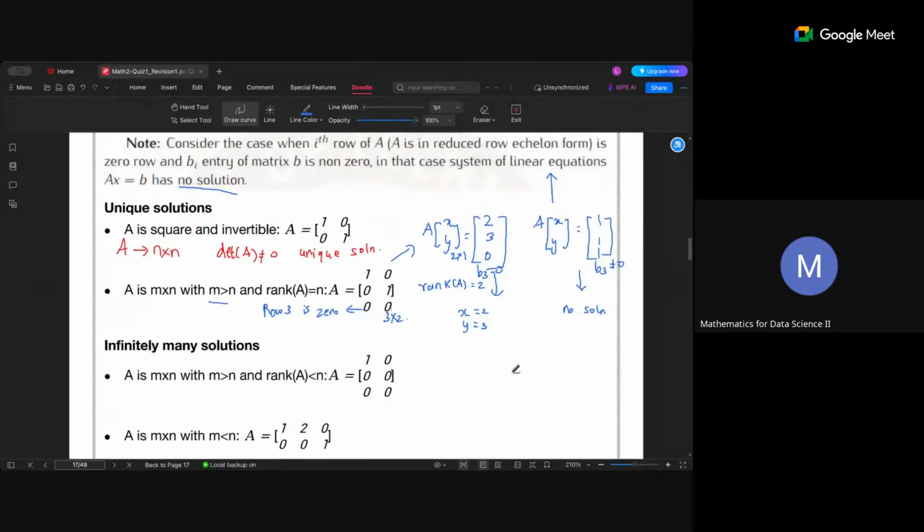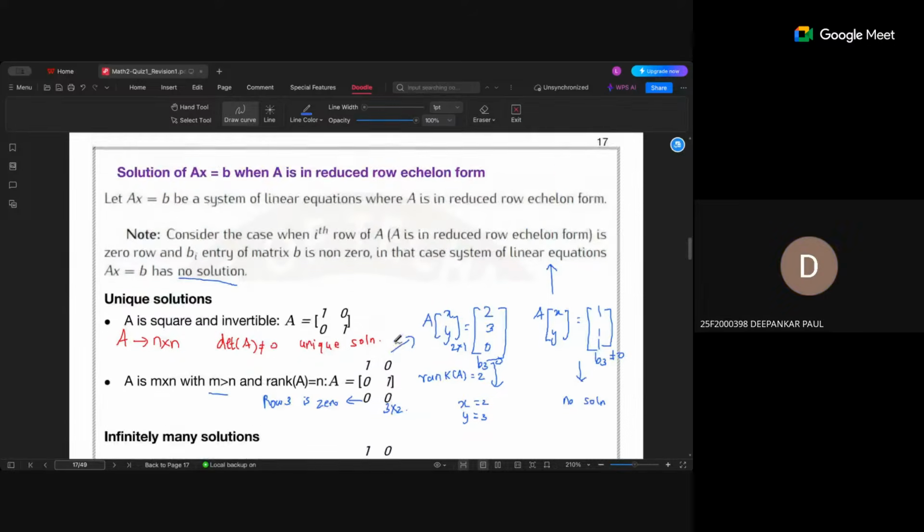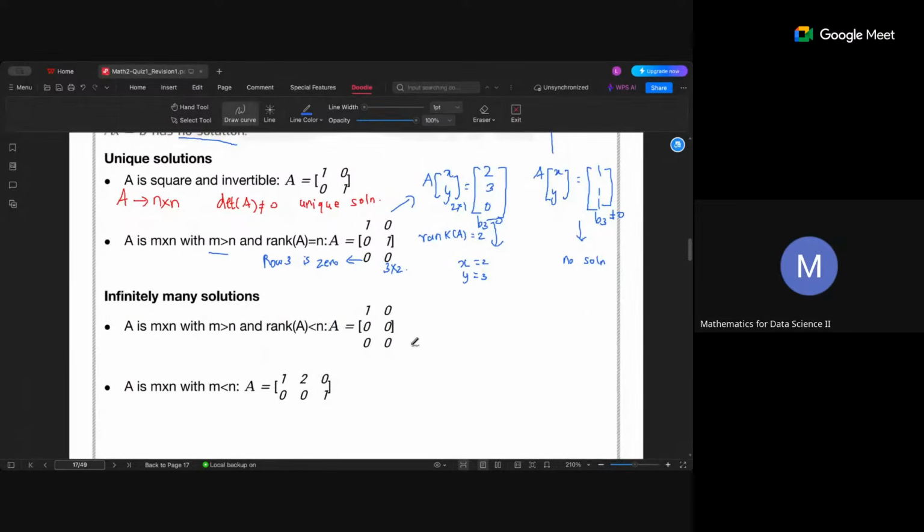Okay, fine. So now when m is greater than n, when rank is equal to n, we know that it has a unique solution. Now, when rank is strictly less than n, what happens? When m is greater than n and rank is strictly less than n, in that case, what can happen? Infinite solution. Either it will have an infinite solution, or no solution. See, the no solution case is always there. We are not considering the no solution case. So the other scenario is infinitely many solutions.